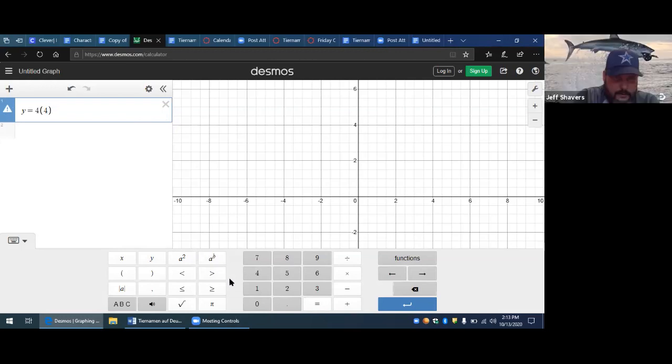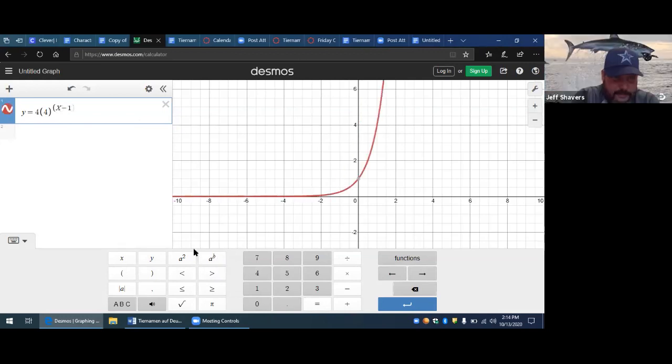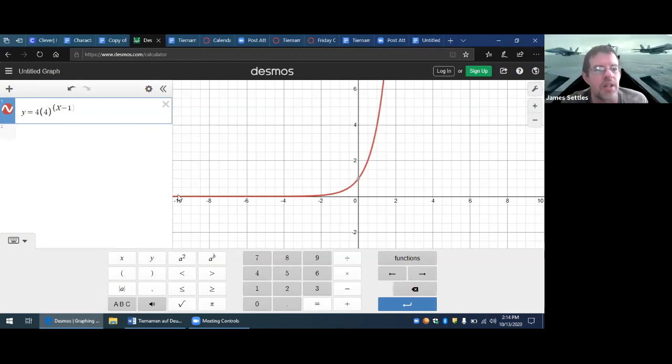Just like you did before, just like the open parentheses below the X. Right there. And then X minus 1. It's capitalized. I don't think it'll matter. Let's see if it'll work. Yeah, it looks like it's working. And then go ahead and just close your parentheses. There you go.